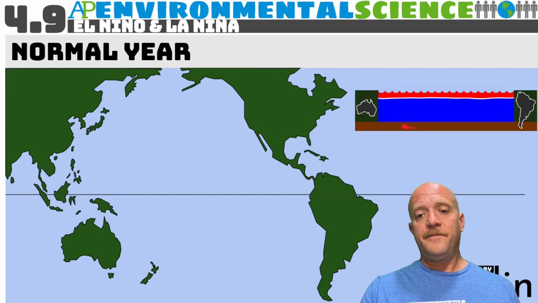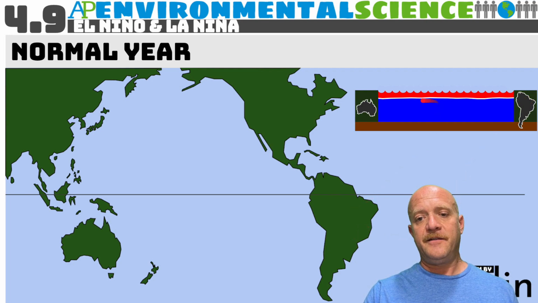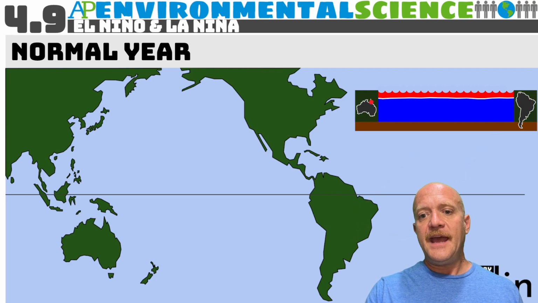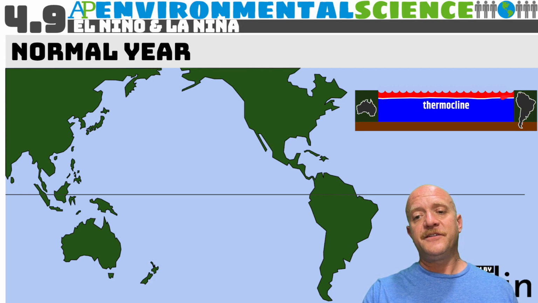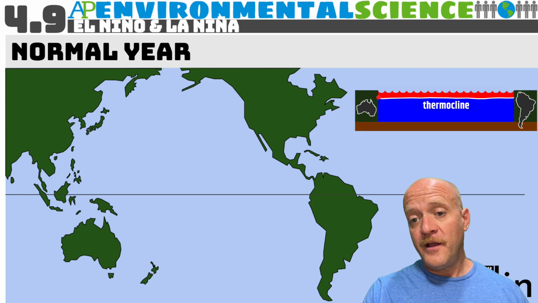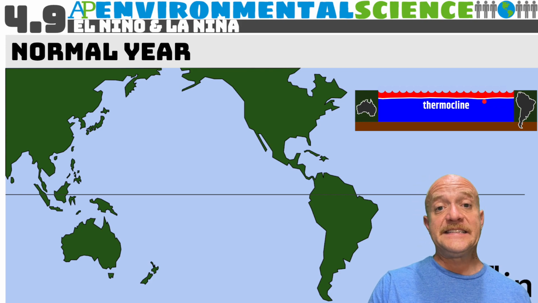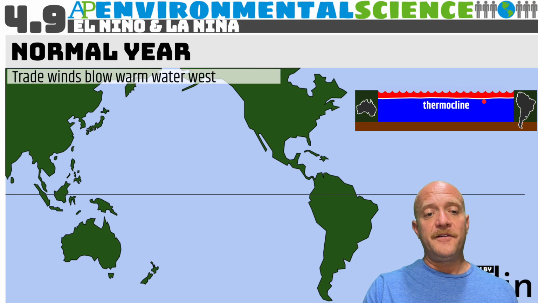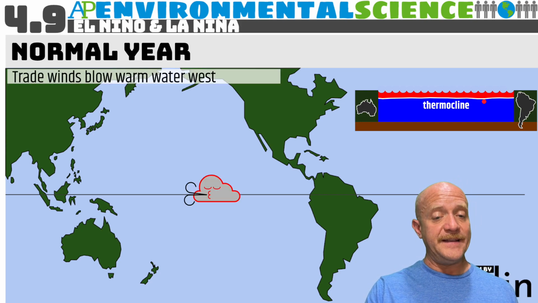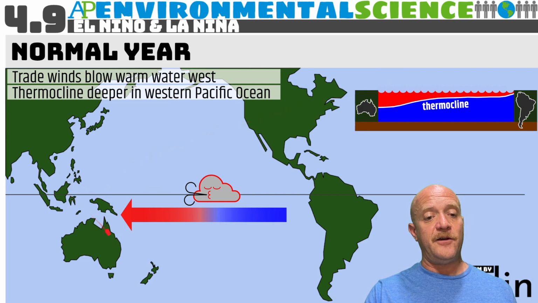So in a normal year, this represents Australia over here, this represents South America over here, like a cross section of the ocean. And in the ocean, we have this area called the thermocline. The red above it represents warm water, and the blue below it represents cooler water. The thermocline is basically this divider between the warm and the cool areas. In a normal year, the trade winds are blowing the warm water to the west. So you get a deeper thermocline, or more warm water in the western Pacific Ocean.